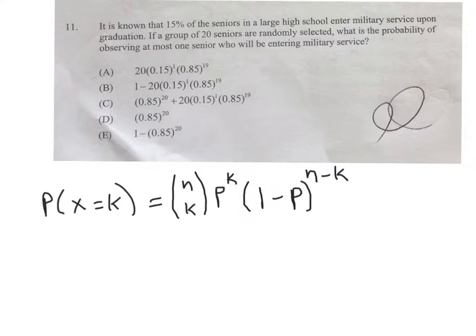It's known that 15% of seniors in high school enter the military service. At graduation, a group of 20 seniors are randomly selected. What is the probability of observing at most one senior who will be entering military service? Okay, at most means you could have a situation where nobody goes into the military, or just one person goes into the military. So you have to figure out those two probabilities.